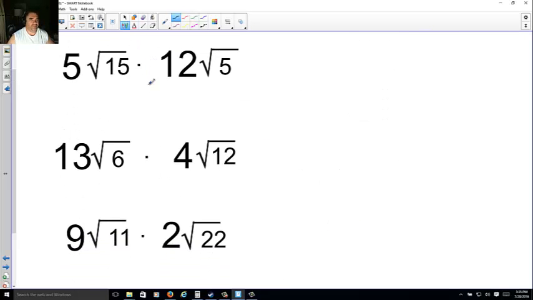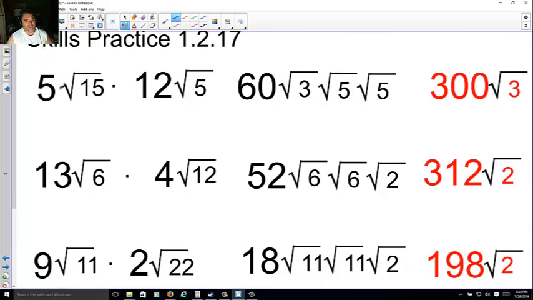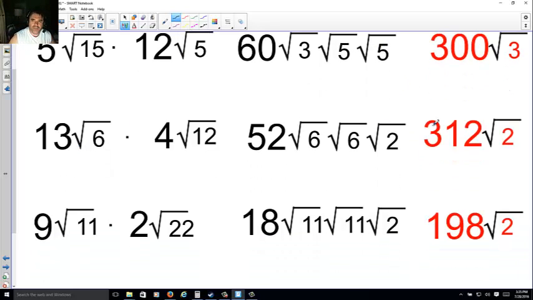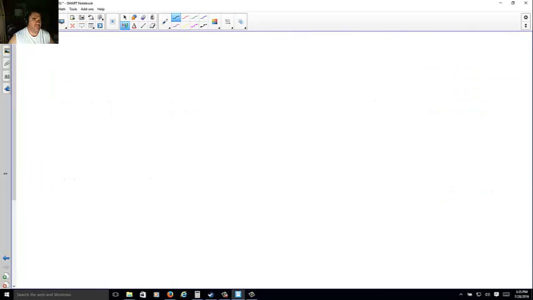Skills practice. Go ahead. 5 square root of 15 times 12 square root of 5 by the time it's all said and done, 300 square root of 3. Second one's 312 square root of 2. Third one's 198 square root of 2.